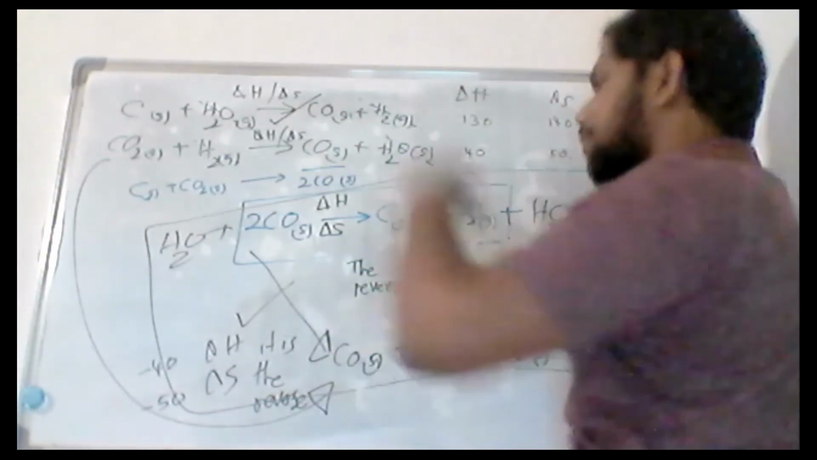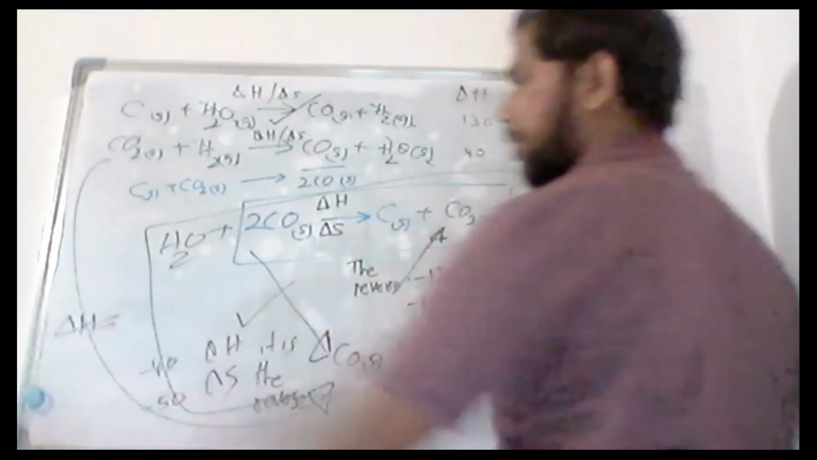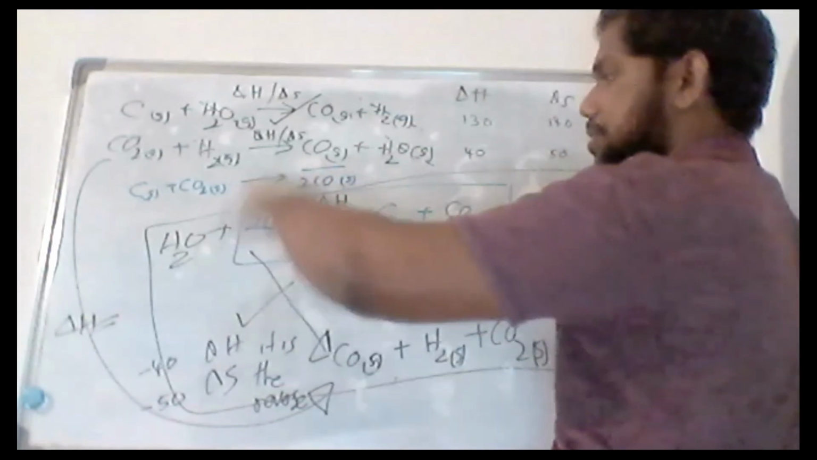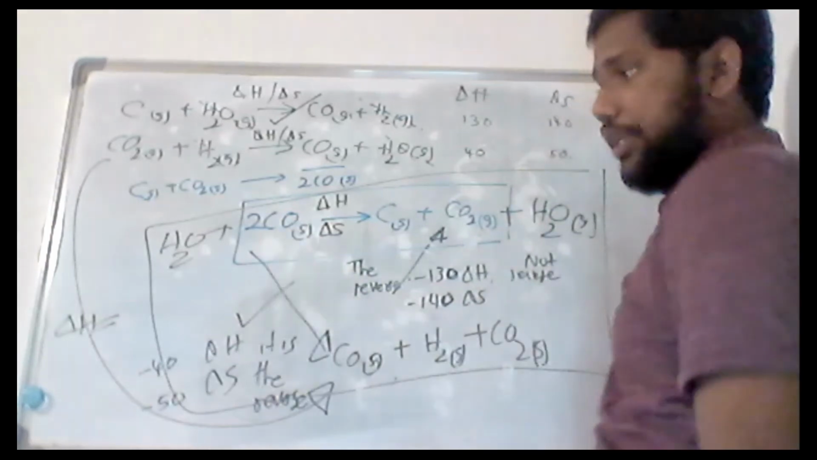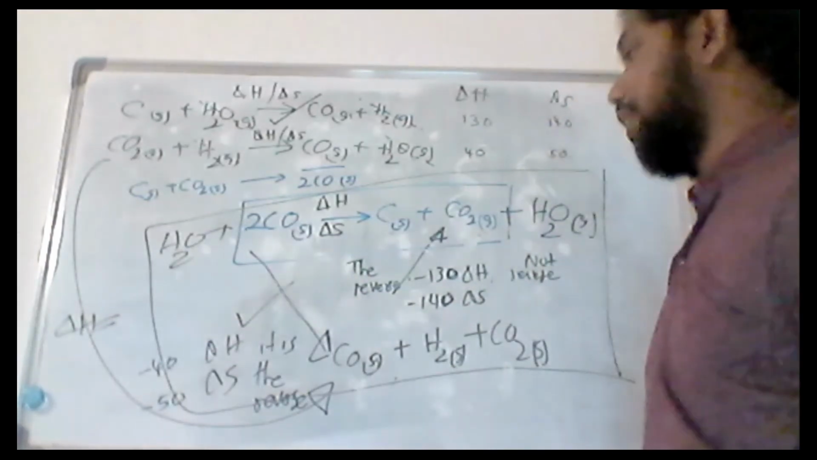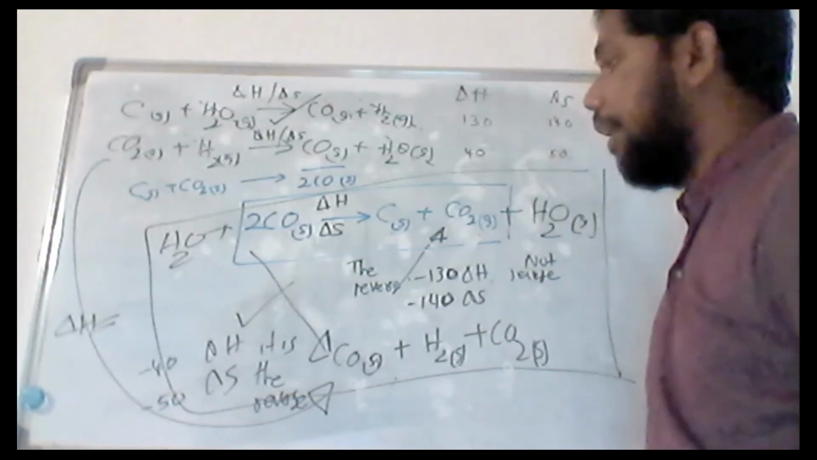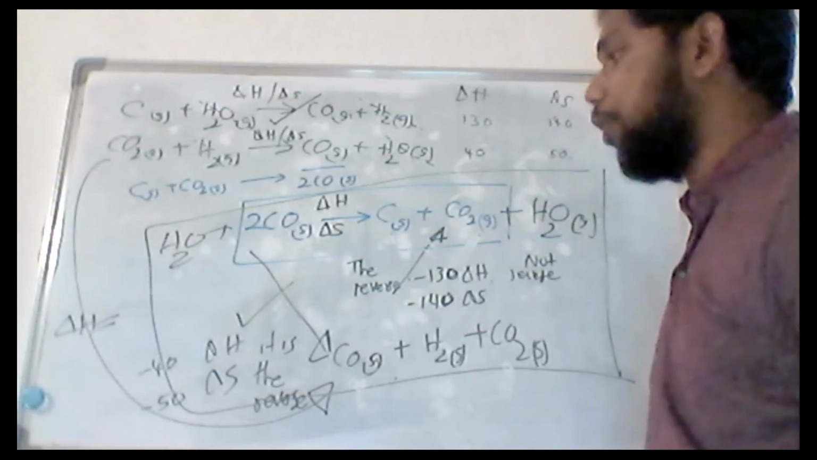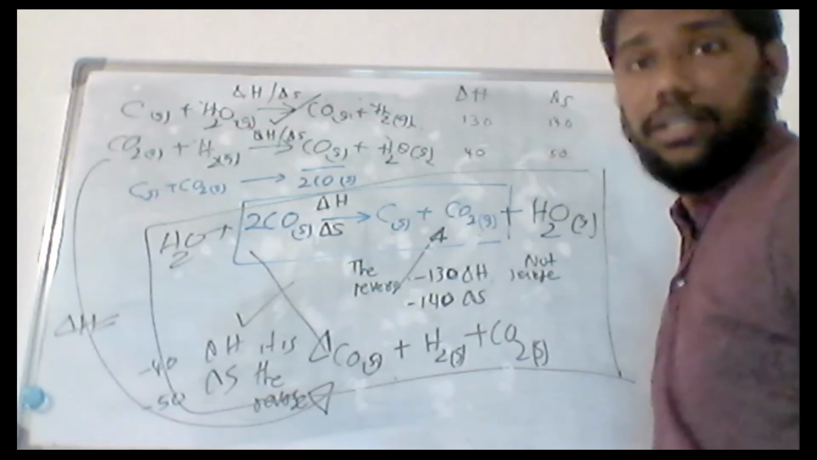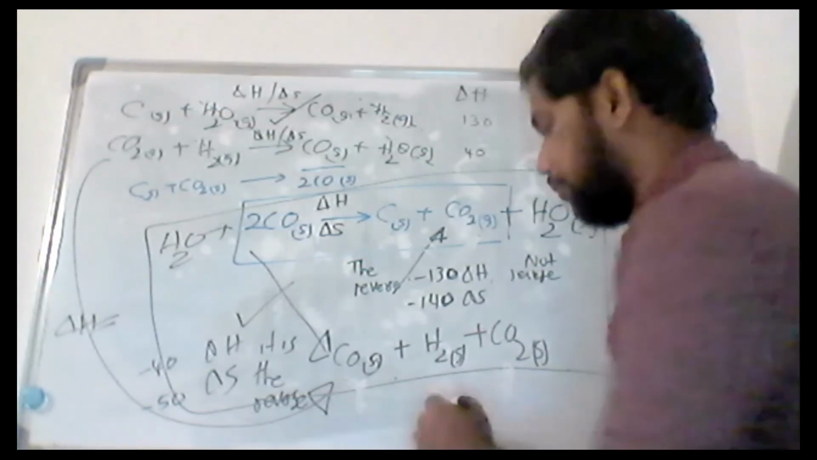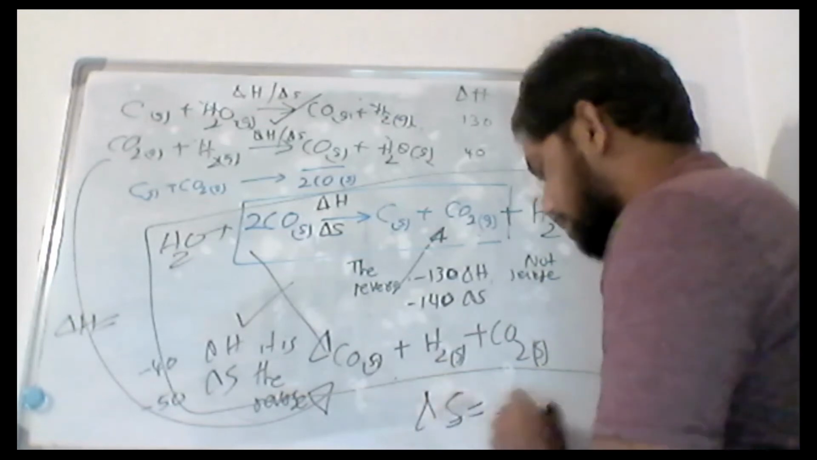Right? So if I want to get the enthalpy, delta H is according to Hess's law. This delta H is going to be the sum of these two, which is minus 40 and minus 130, which is minus 170. And when you get the entropy, it is going to be minus 150, minus 50 and minus 140, which is minus 190. So entropy is negative.